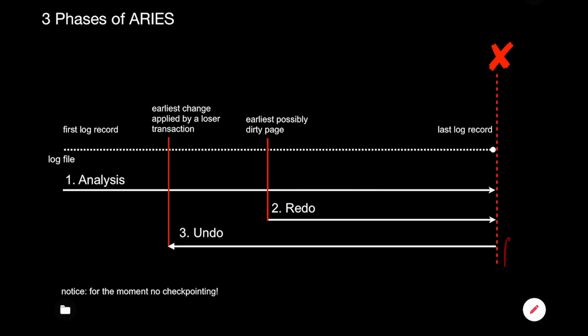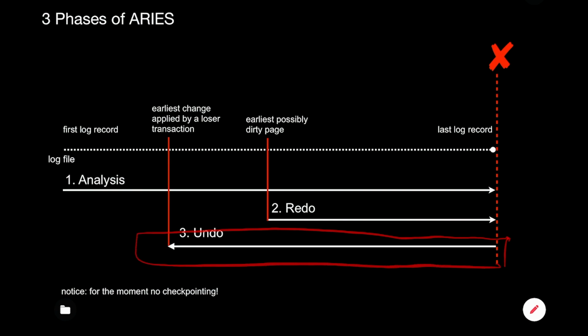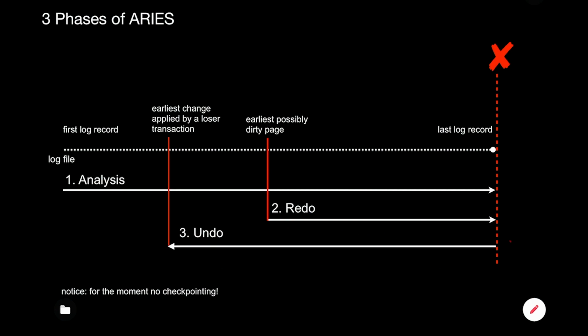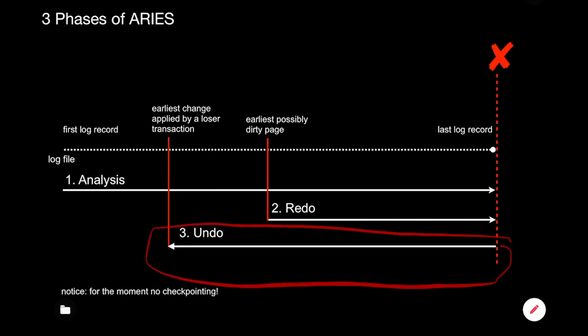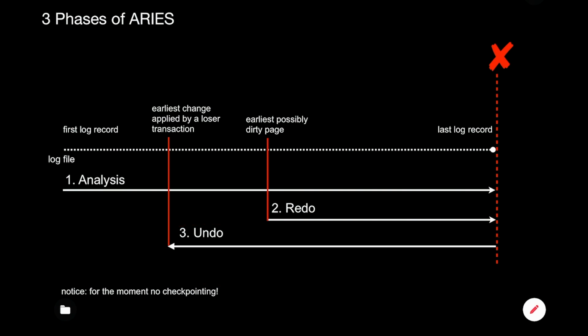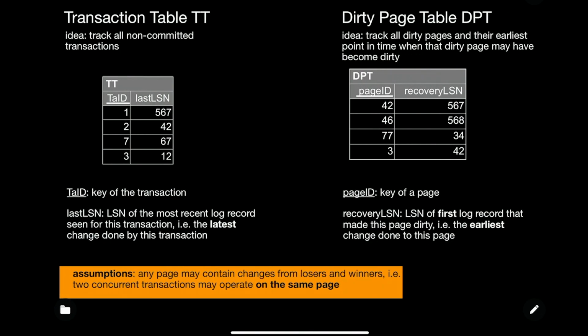In the third step, we do a backwards pass over the log to remove changes from the transactions that were running at that time but hadn't committed yet. So their changes are removed in the undo phase. Those are the three phases. And we will look at that in detail and also with some extensions. So I will explain the most simple version of that algorithm for now and then build upon that.